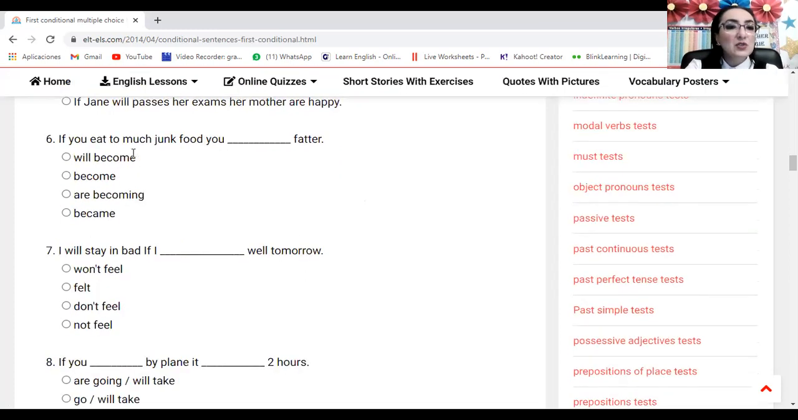If you eat too much junk food, you fatter. Will become, are becoming, became.